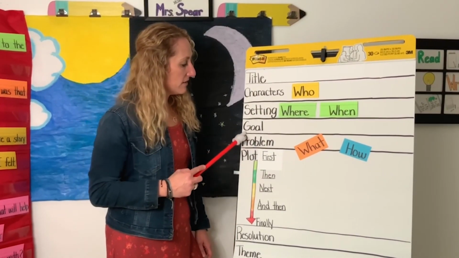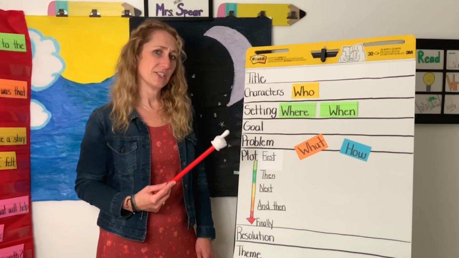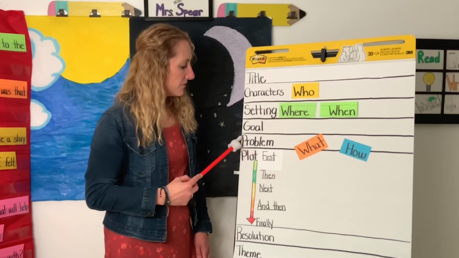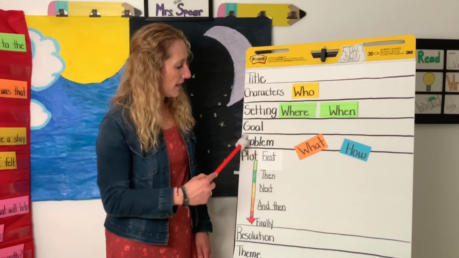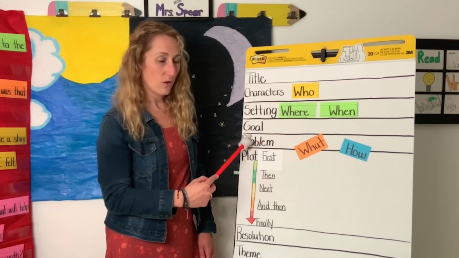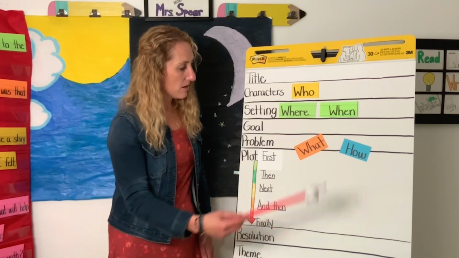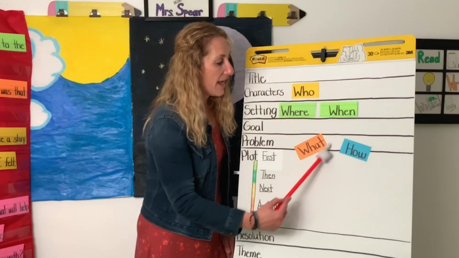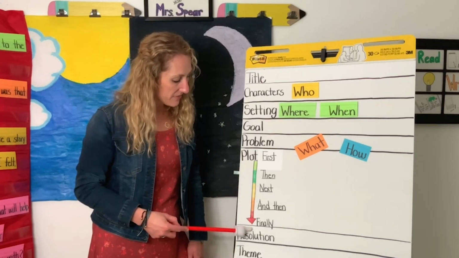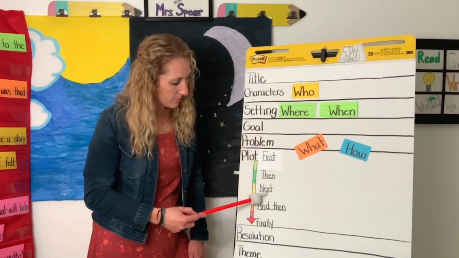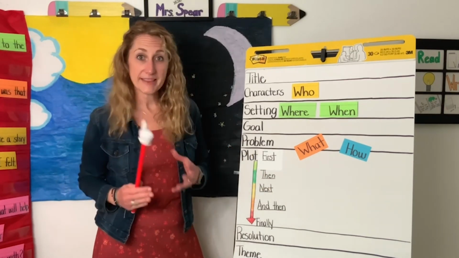A goal. In a narrative story, oftentimes there's going to be a goal that's trying to be reached. Another thing that will often happen in a narrative story is some sort of problem that gets in the way of the goal. And then within the problem, all of the things that happen are the what is happening and the how it's happening and how we're feeling at that time. This is called the plot. It's the action part of the story where all the big things happen.